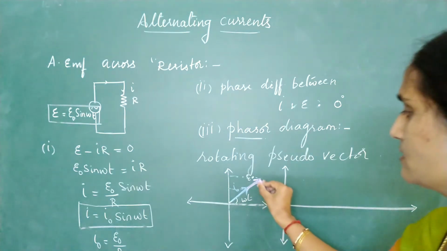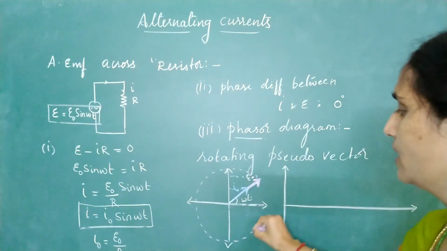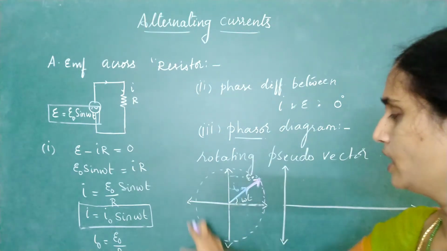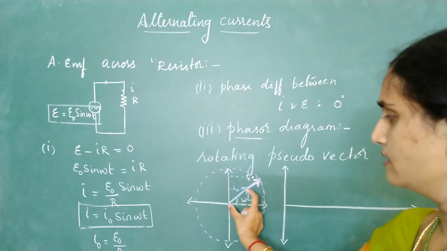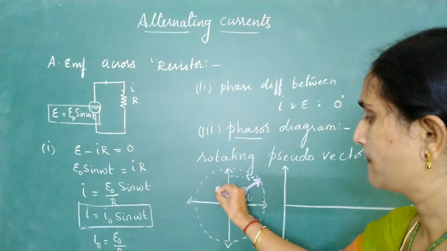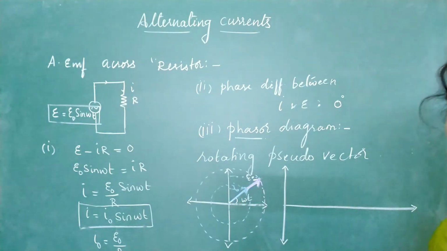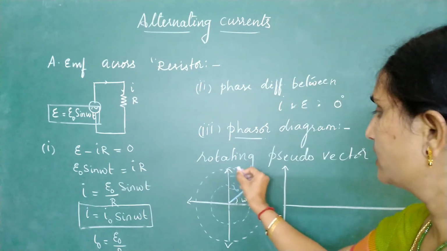If I rotate this EMF vector, I will get one circle. We are going to rotate this vector for one complete rotation. Similarly, I will rotate this current vector also. It will trace a smaller circle because I took capital R greater than 1. Now plot the corresponding values.